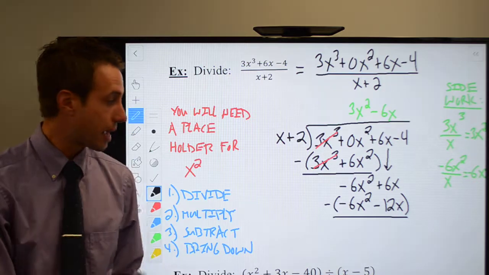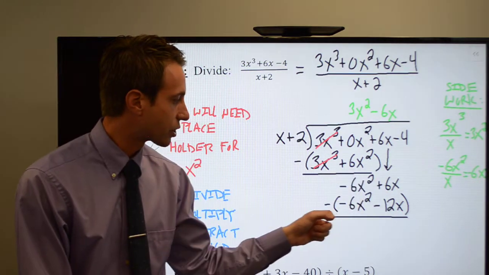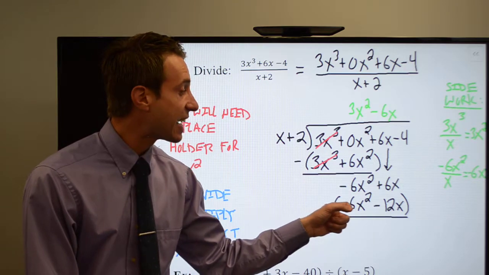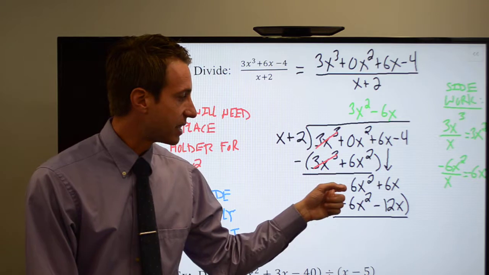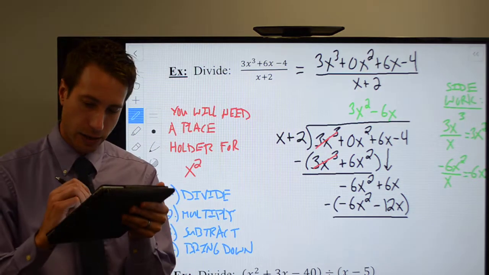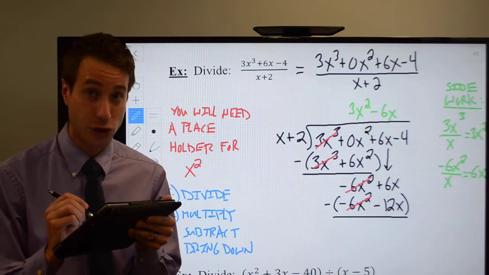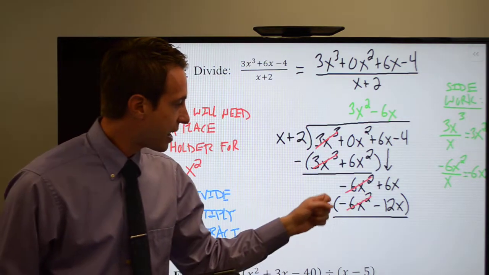You've got to distribute that minus sign to both of those terms. Negative 6x squared minus a negative 6x squared. Add a line, change the sign. So what you wind up with is negative 6x squared plus 6x squared. Hey, those cancel out. They should. If they don't, you messed up. And then add a line, change the sign.